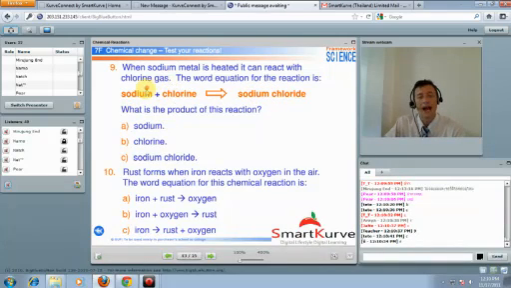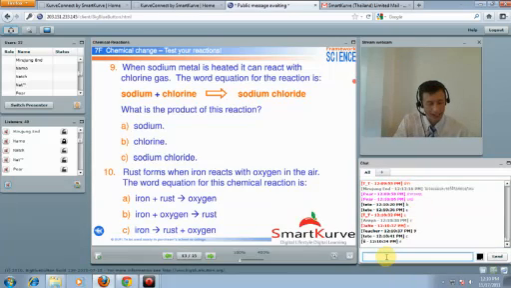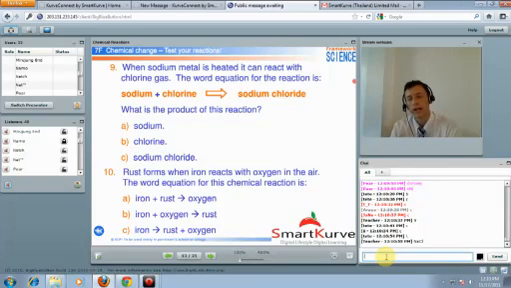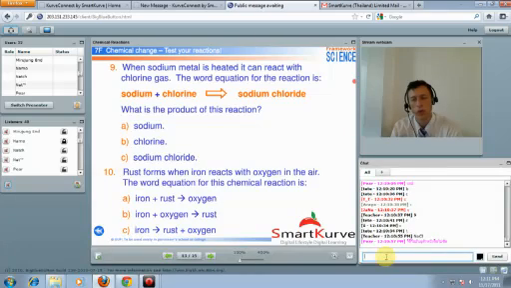These are our reactants. This is the product. Sodium chloride. We write that like this. This is a compound we use every day. What's another word for sodium chloride?